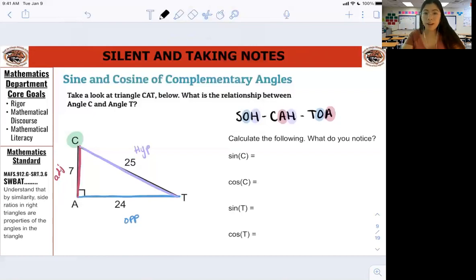Matter of fact, I'm going to call names because I've been hearing from the same two people. I want to make sure everybody's understanding. So Rios, sine of C, what am I plugging in to find the sine of C?